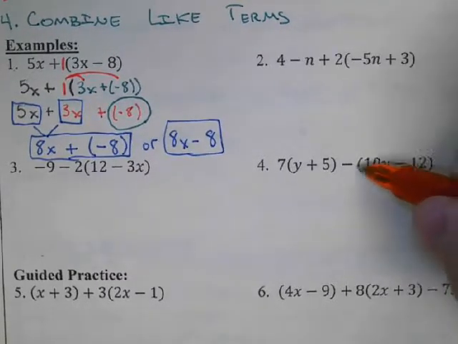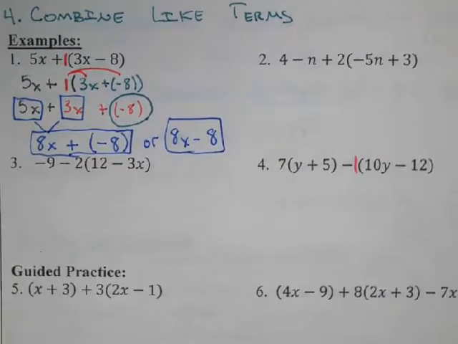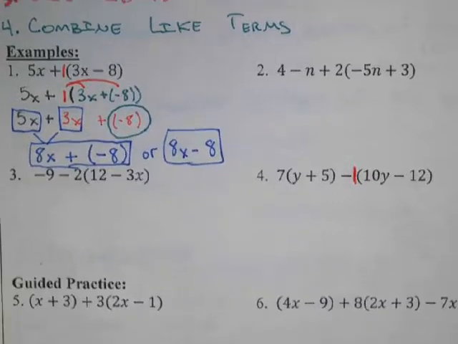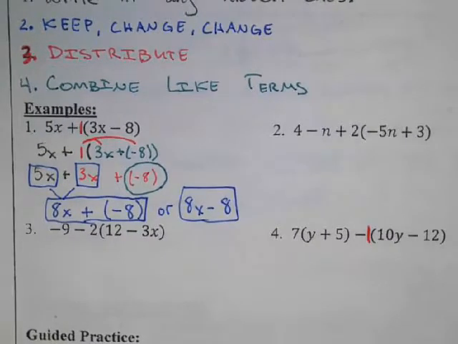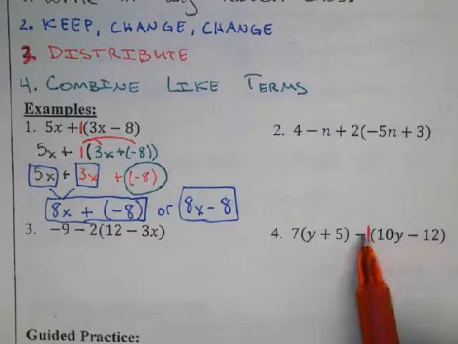Right after this minus sign and before the parentheses, there's no number here. So let's write in that hidden one, that'll help us. Okay, so we wrote in all the hidden ones. Do we have some subtraction where we can keep, change, change? Where's a minus sign? We need to change, change right here.